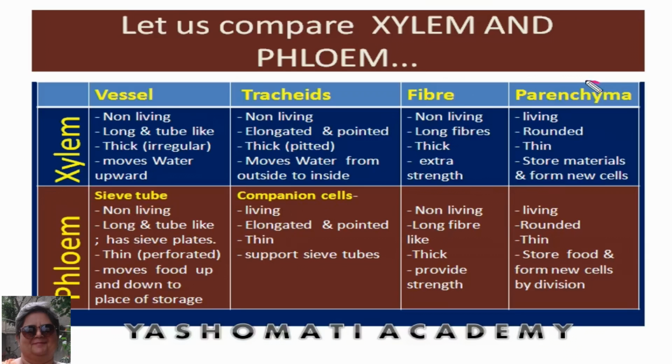Whereas fiber and parenchyma are present in both xylem and phloem, and they have similar structure and function. Here also fibers are non-living, long fibers, thick and giving extra strength, and in phloem also exactly the same type of fibers are present. Similarly, parenchyma in xylem is living, rounded, thin-walled, stores materials and forms new cells, and it is the same in the phloem. So in xylem and phloem, fiber and parenchymatous cells are similar.